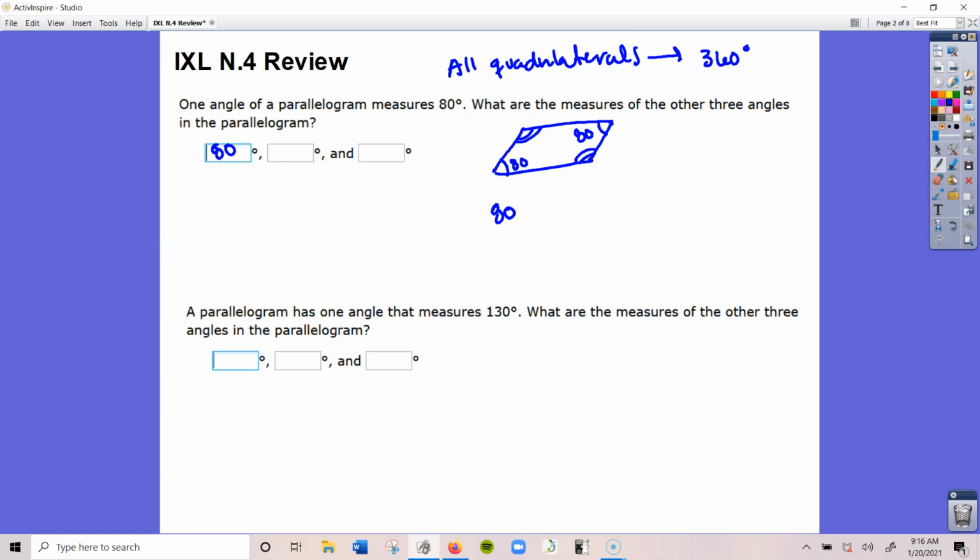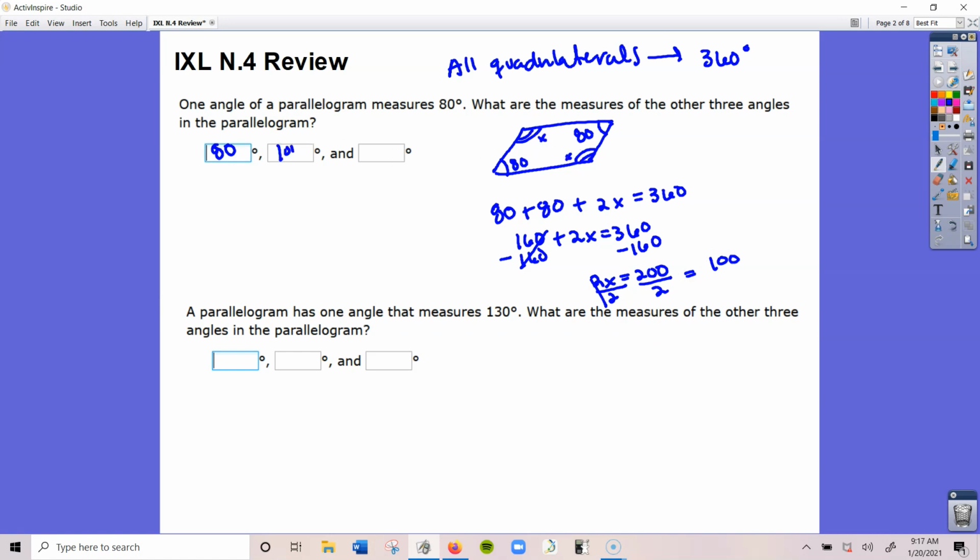So we would add 80 plus 80 plus, and I'm going to call this x and x because I don't know what these angles are. So we'll just say 2x is equal to 360. 80 plus 80 is 160. So basically we're using this equation to solve for x. So then subtract the 160. We get 2x is equal to 200. Divide by 2. So x is equal to 100. So these angles here are 100 and 100.